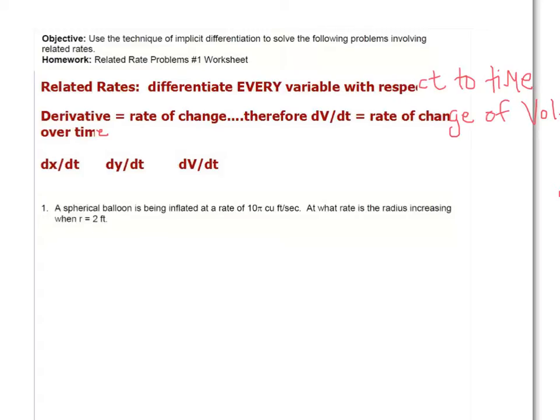So for example, when we were doing normal derivatives with y, we did the derivative of y with respect to x. So now the way everything is going to work is the derivative of area with respect to time. The denominator will be with respect to time. Here I have some other examples written. The derivative of x with respect to time. The derivative of y with respect to time. V for volume, the derivative of volume with respect to time.